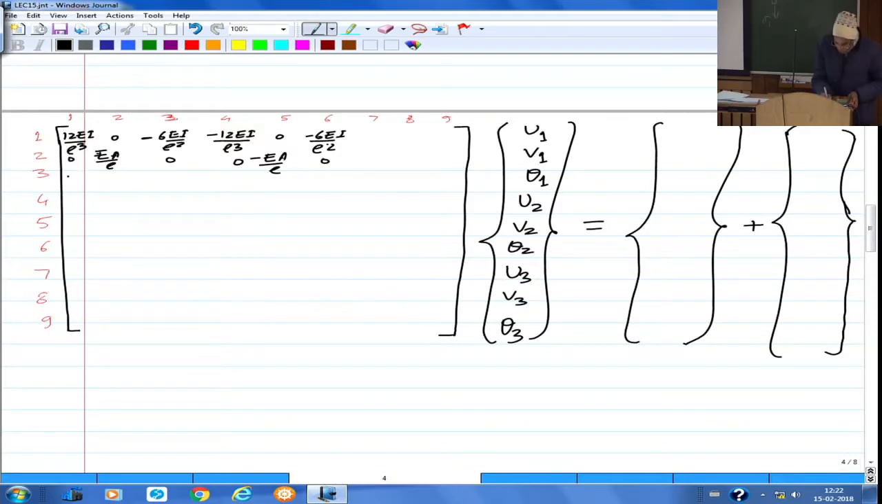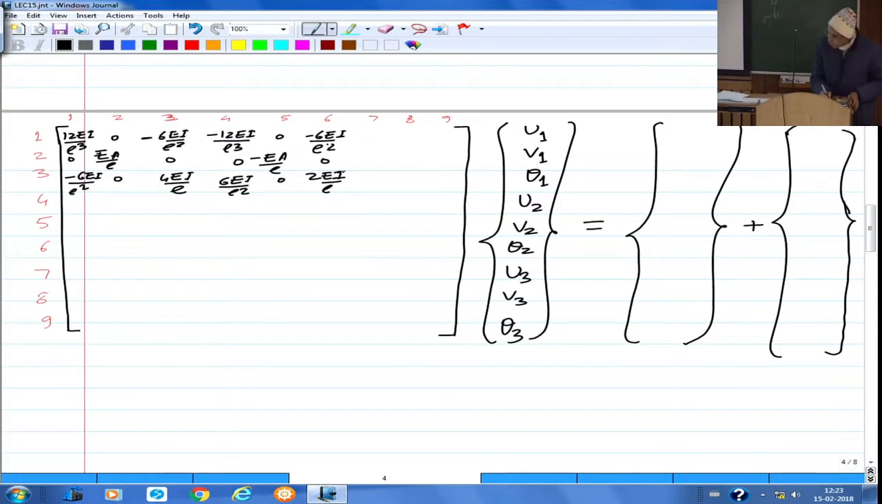Then the third row is minus 6EI by L square. Is that third? Yeah, okay. Then you have 0 here, and then 4EI by L. You are again copying that, 6EI by L square, and then 0, 2EI by L. So this is the third row.